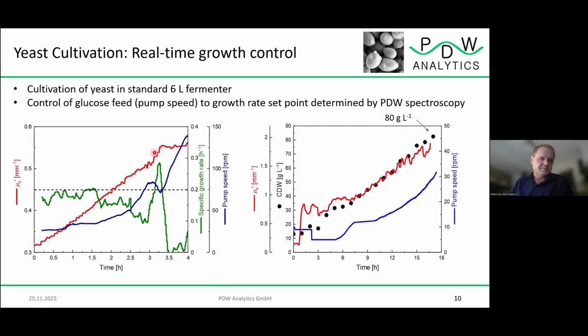This, of course, is then observed with the scattering coefficient. And if this is done, executed and optimized, indeed here there was 80 grams per liter achieved in this fermentation setup. And this was done through control of the glucose pump by the PDW spectrometer in real time.